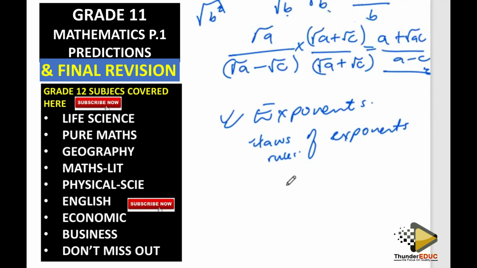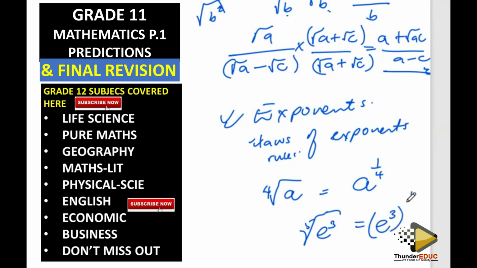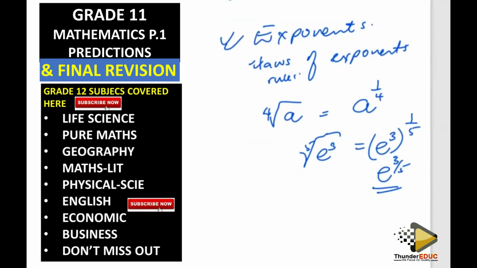And what we like in most cases is if you're given, let's say, the 4th root of a. What does this mean? We know that this will be the same as a to the exponent of a quarter. Let's say the 5th root of maybe a cubed. This would be the same as a cubed to the exponent of 1 over 5, which is a to the 3 over 5. Okay, just need to know how to play around with those powers or those exponents.